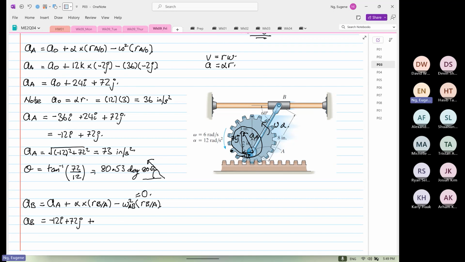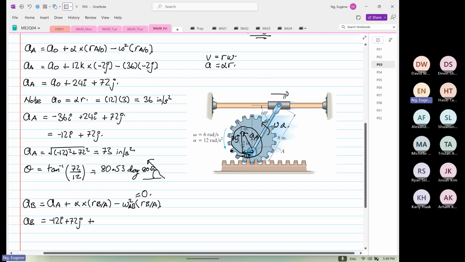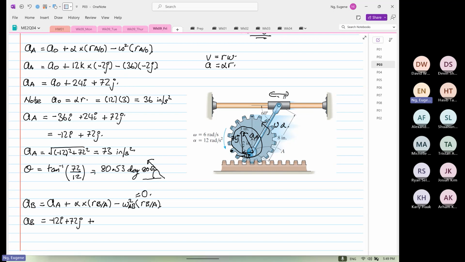Yes, I think that is a very valid point, because the acceleration can only move left to right. It's impossible to go up and down. So when it's impossible to go up and down, it means you can only go left and right, okay?